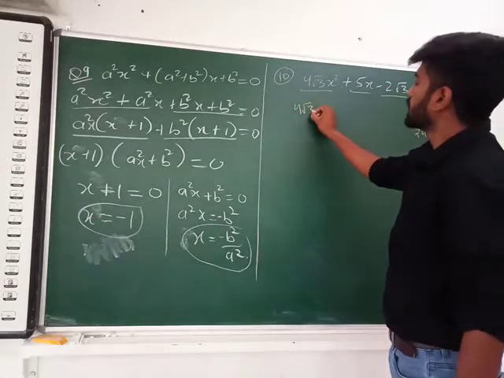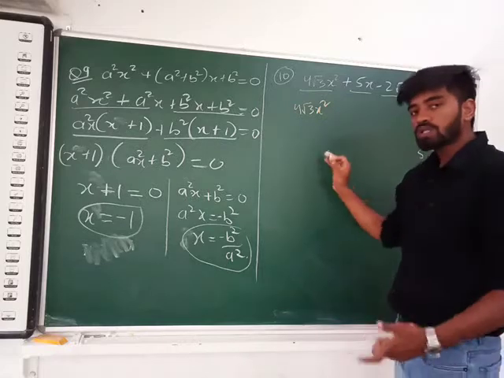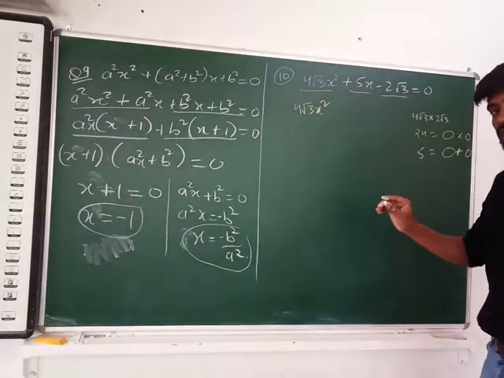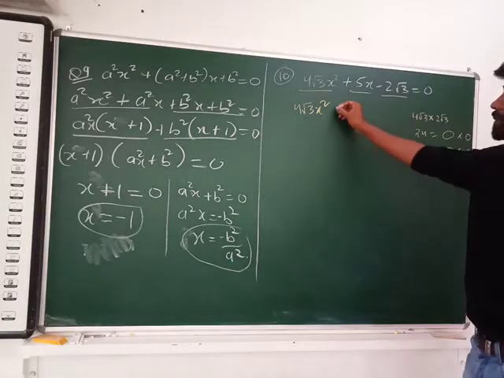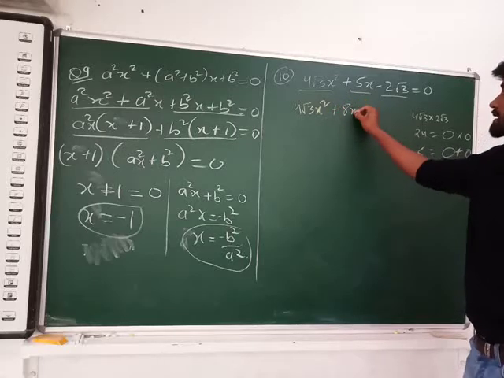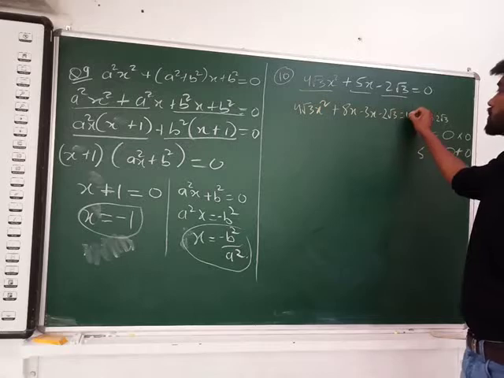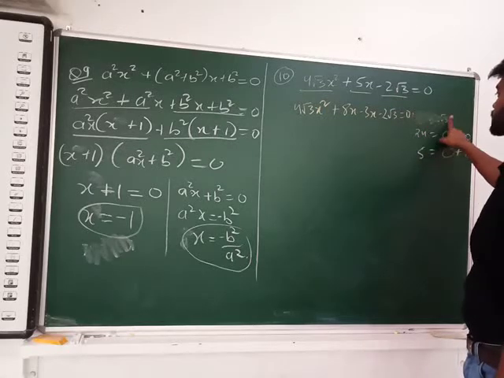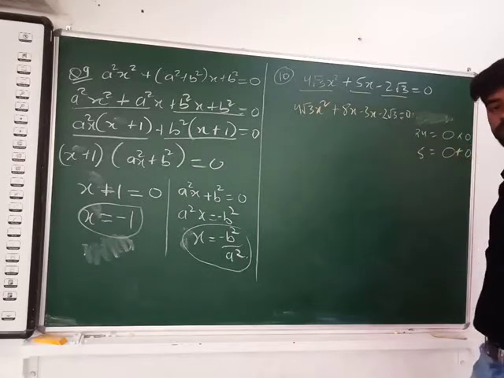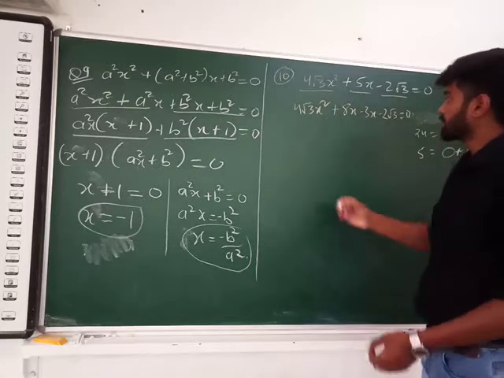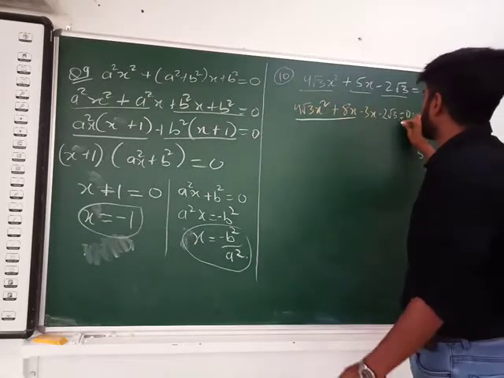4 root 3 x square. You need to watch this question very carefully, okay? Keep your eyes over here. Plus 8x minus 3x minus 2 root 3 equals to 0. So this is what I got. Now I can group them up. I can group both of them and I can group both of them.